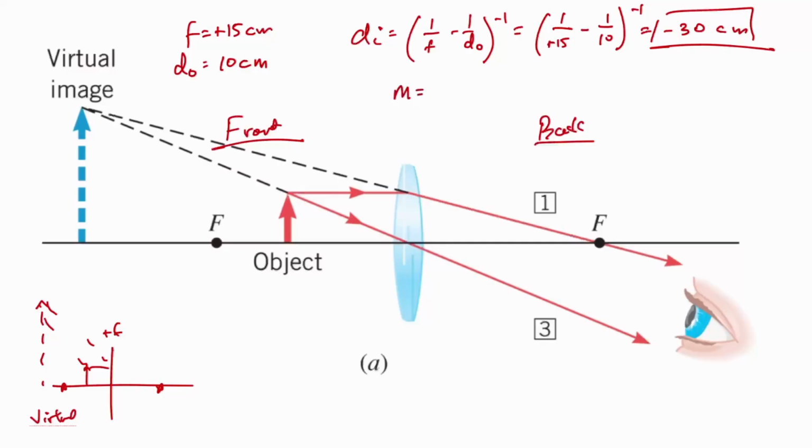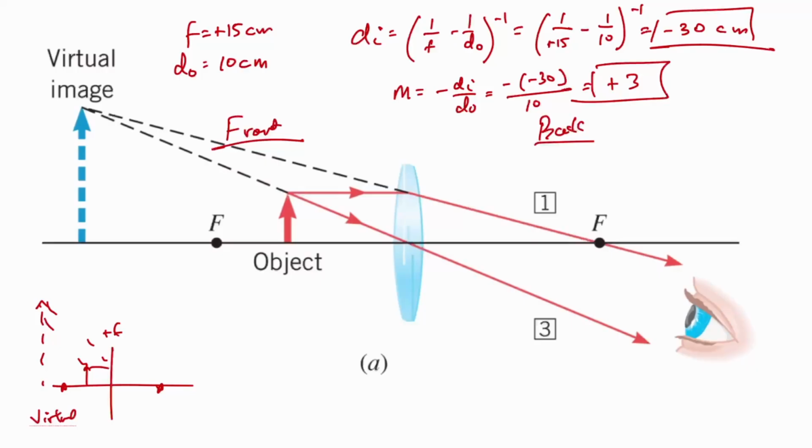So magnification is negative image distance over object distance. So that's negative of negative 30 all over 10, which is a positive 3, isn't it? I got the positive magnification because it's upright. And I got a magnified image because I got a ratio bigger than 1. Right? So my ray trace diagram and my math are in agreement here. Okay?